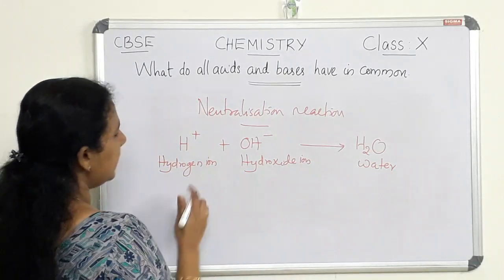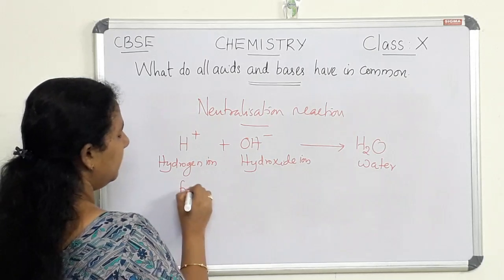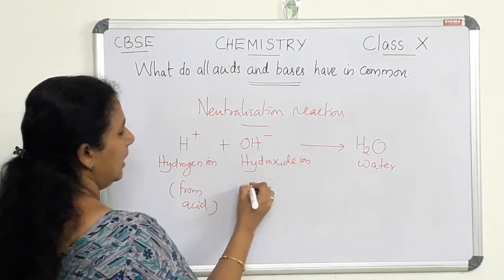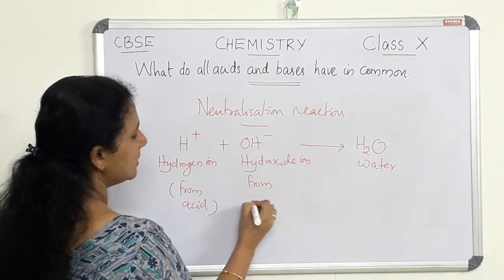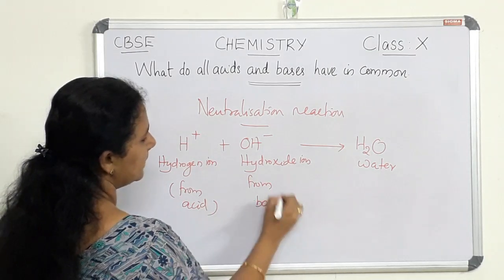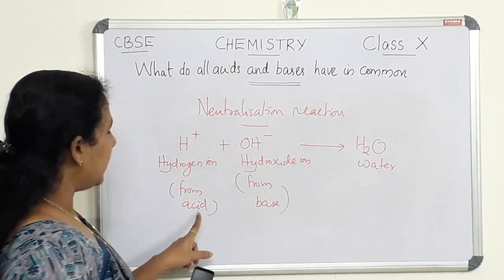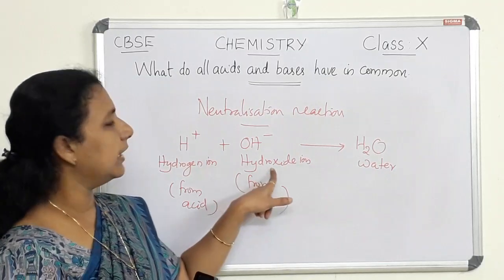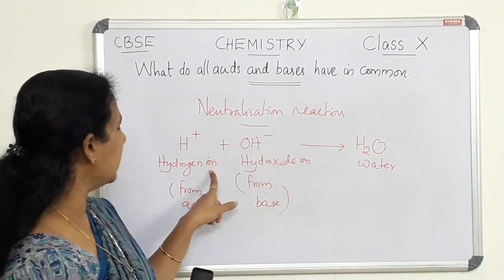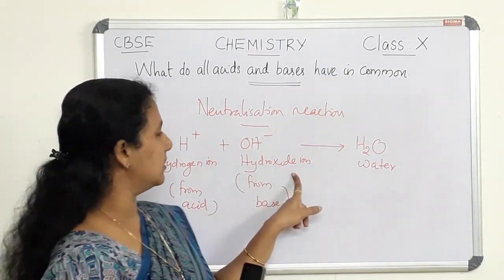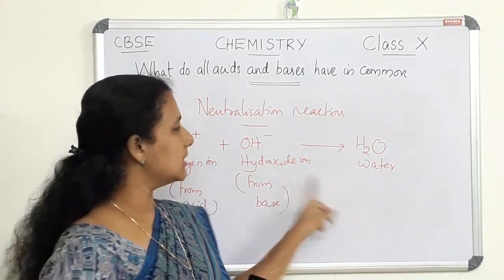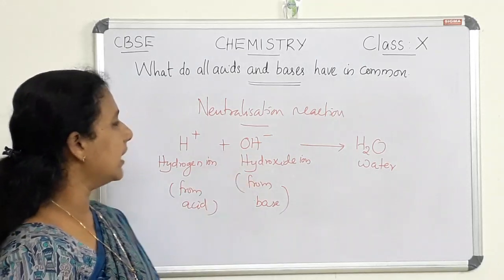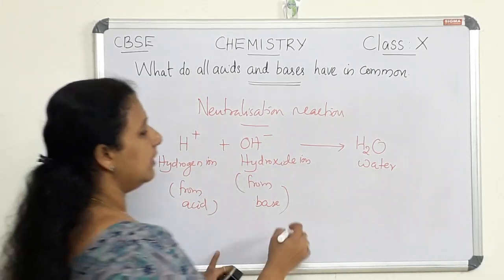Actually, hydrogen ion is obtained from acid, and hydroxide ion is from base. So from acid, H+ ions are produced. From bases, hydroxide ions are there. So hydrogen ions and hydroxide ions produce water. So this is the representation of the neutralization reaction in terms of hydrogen ion and hydroxide ion.